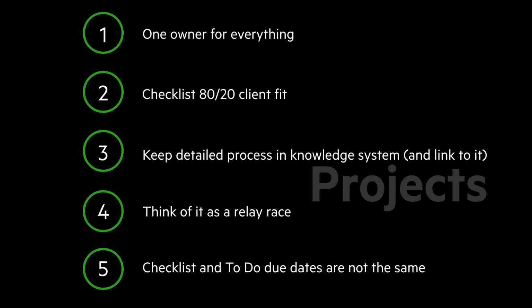Fourth one here is think of it as a relay race. And this goes back to the fact that there's one owner for everything. Information and tasks are handed between one person and another. And because you're handing things off back and forth, you need to be sure that you're doing the confirmations that something's done and somebody knows that they're being flagged to do something next. Don't assume that they're just going to magically know that it's there.